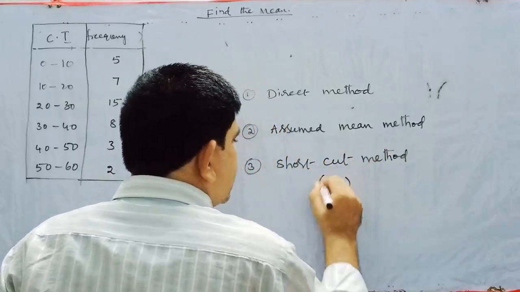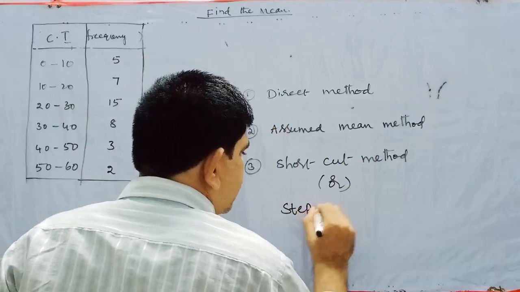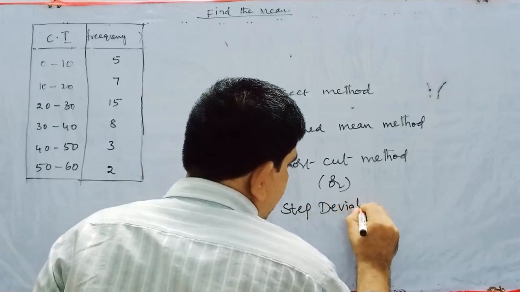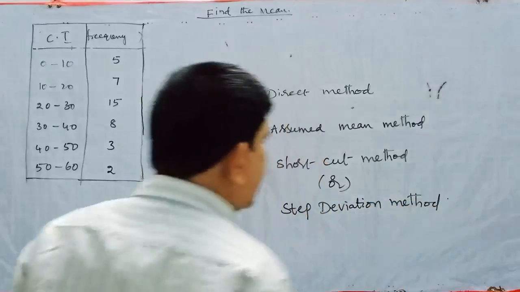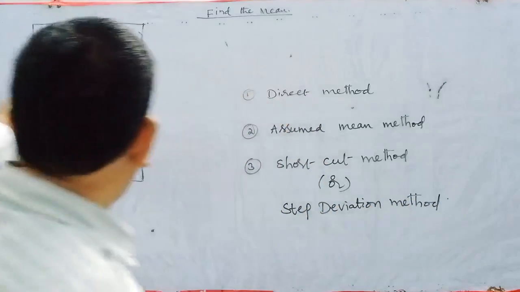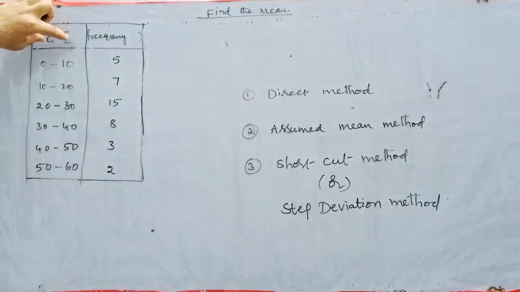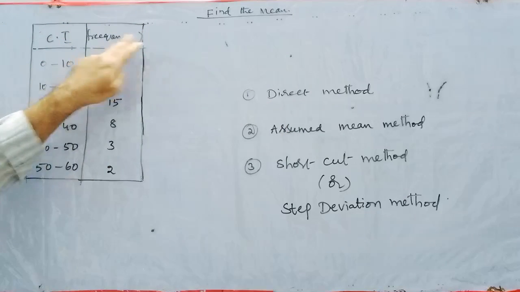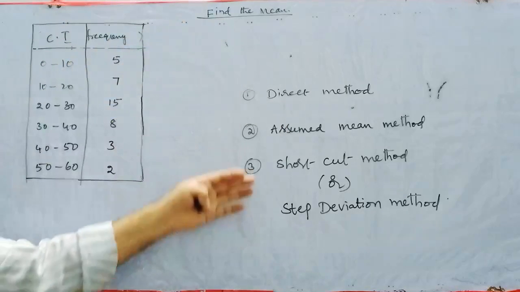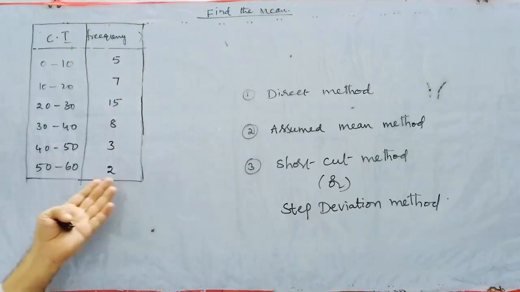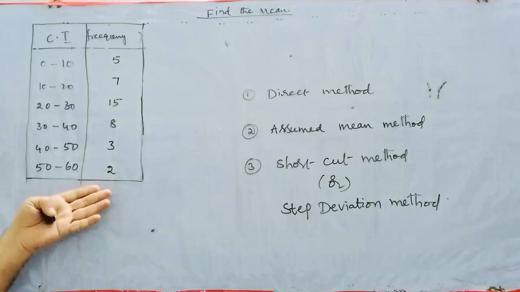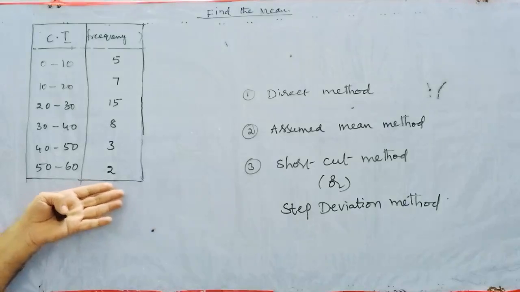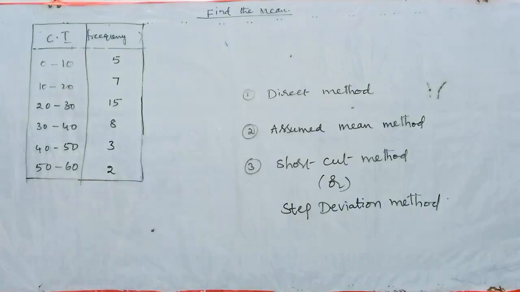Or step deviation method. Step deviation method. Okay. So the direct method is we have to find the mid values and frequency. After that we have to multiply the mid values with frequency, we get some values, and we have to take their sum, sigma fx. The sum of these values is nothing but sigma fx, and the sum of the frequencies is nothing but n. So x bar is equal to sigma fx by n.